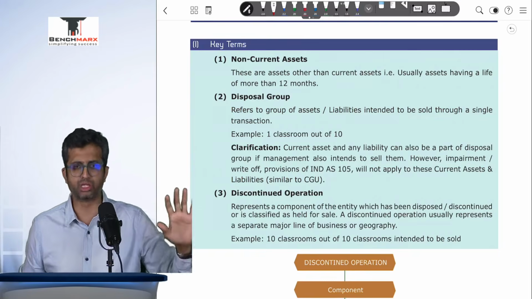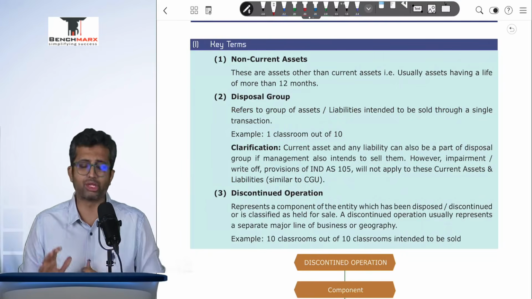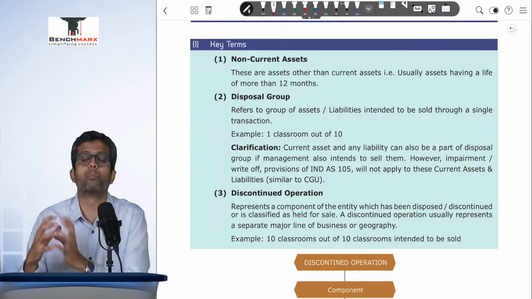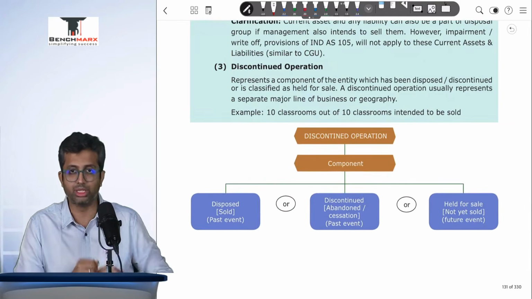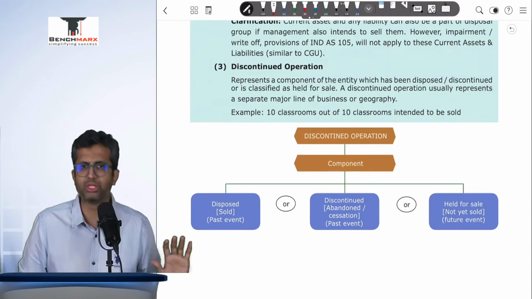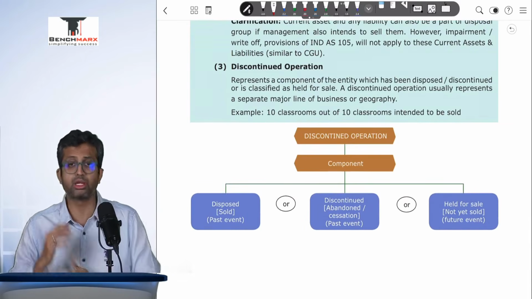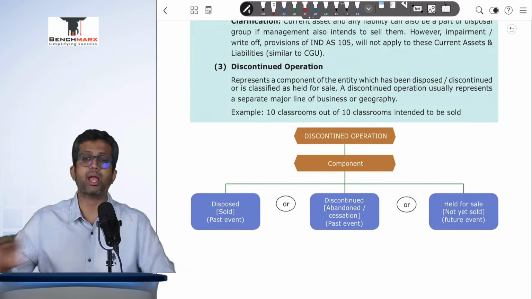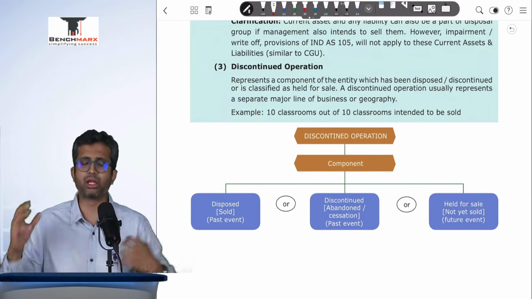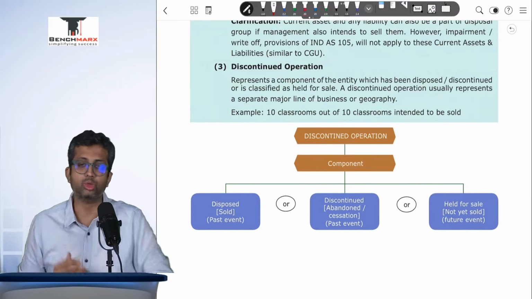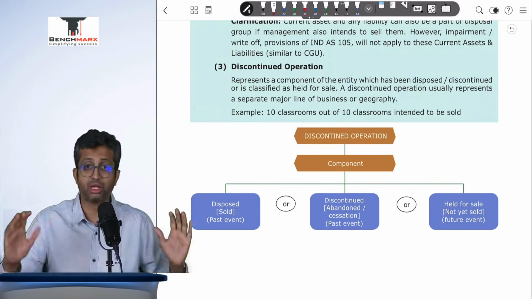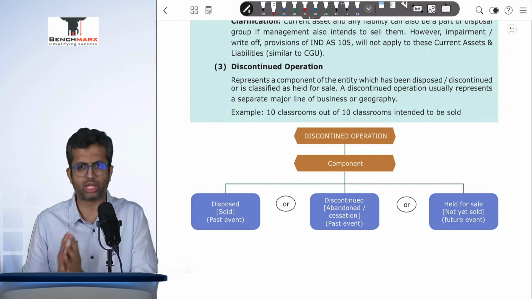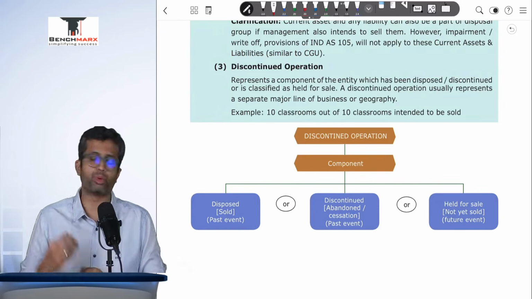And third is a discontinued operation. Now, a discontinued operation is a component of an entity. So, this is like a division of an entity which has either been disposed of, that is, it has been sold off already, so that's a past event, or it has been abandoned. It's not held for sale, it is abandoned. Like, for example, I have a division in Ukraine and there's a big war. I don't want to sell it to anyone. I've just abandoned it. And as a result, an abandonment can also be taken over here if it is over a component of an entity.